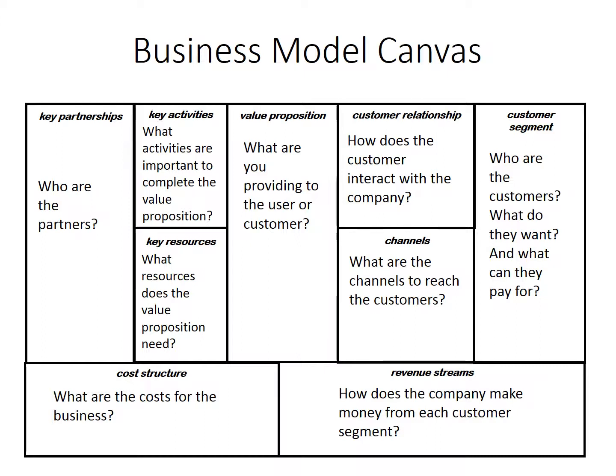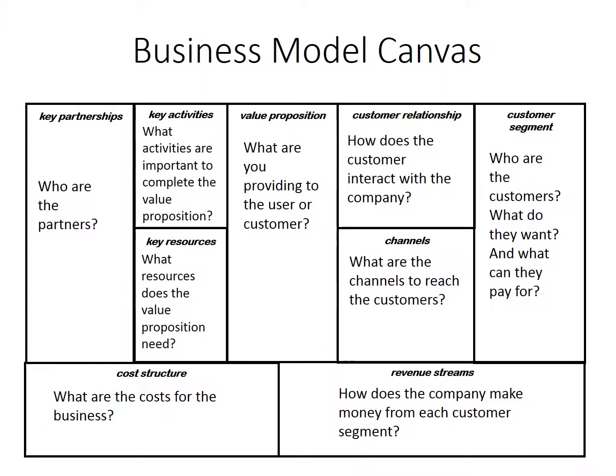After that, you must define your customers in the customer segment. This segment focuses on who the customers are, what they want, and what they can pay for. Next, in the customer relationship and channels, which details how the customer interacts with the company and how the company reaches these customers. Next is the key partnerships, which are the strategic alliances between non-competitors with the company in question.